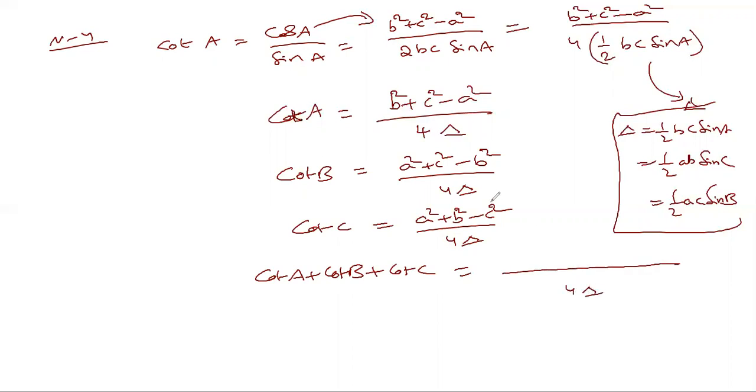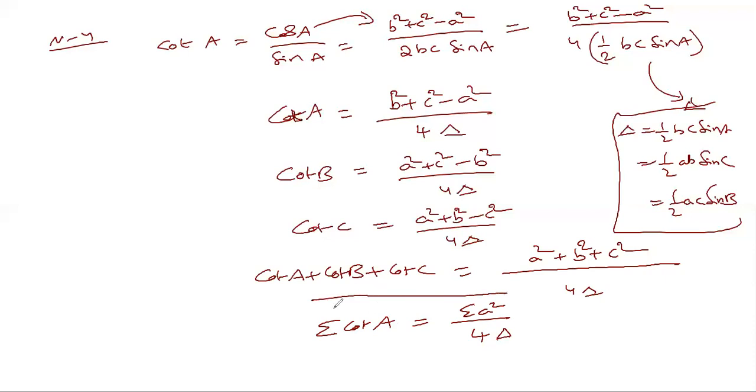One set of a square, b square, c square cancels with negative a square, b square, c square. So numerator will be a square plus b square plus c square. So we can write this as sigma cot A equals sigma a square divided by 4 delta. That will be the next note point. Most important result. Once revise this.